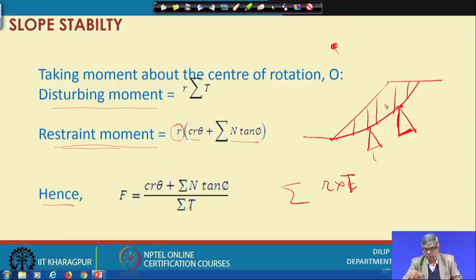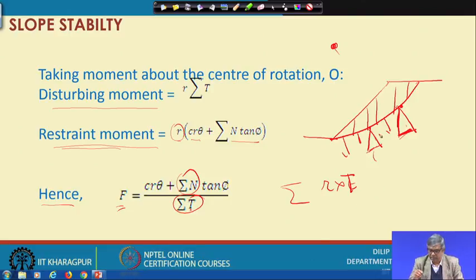So, that means whatever different slices I make, I have to find out N at different points and sum it up, and I have to find out the T at different points, and then finally sum it up. Then I use this equation where the soil possesses both C and phi, and based on this calculation I can find out the factor of safety F. So, I hope this is clear.